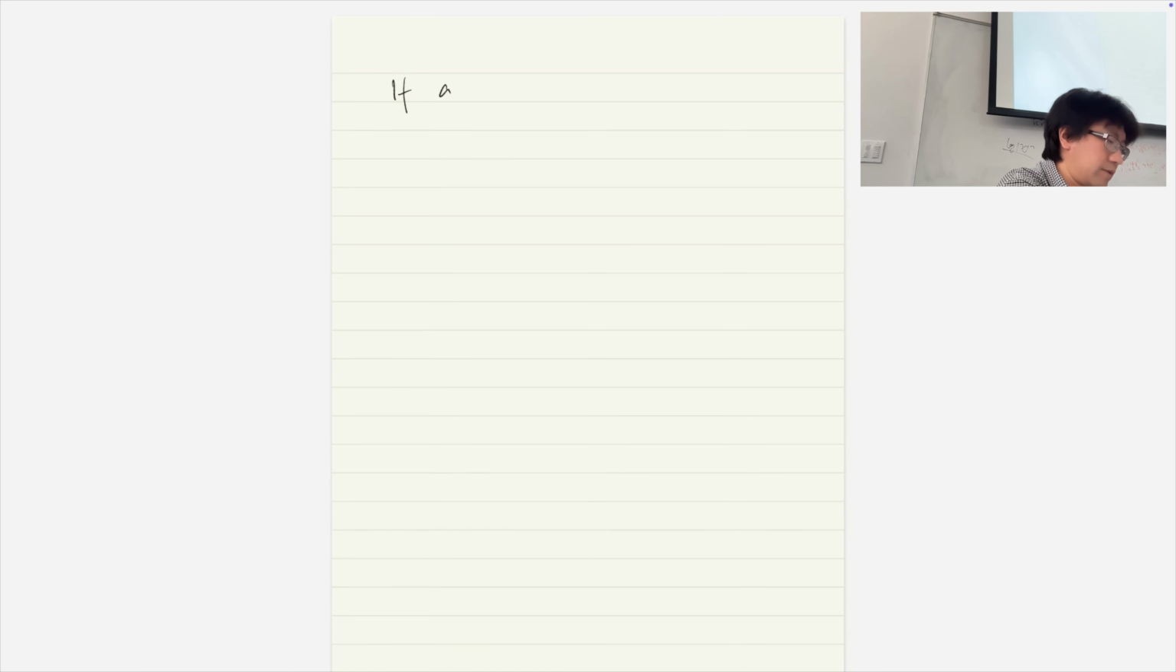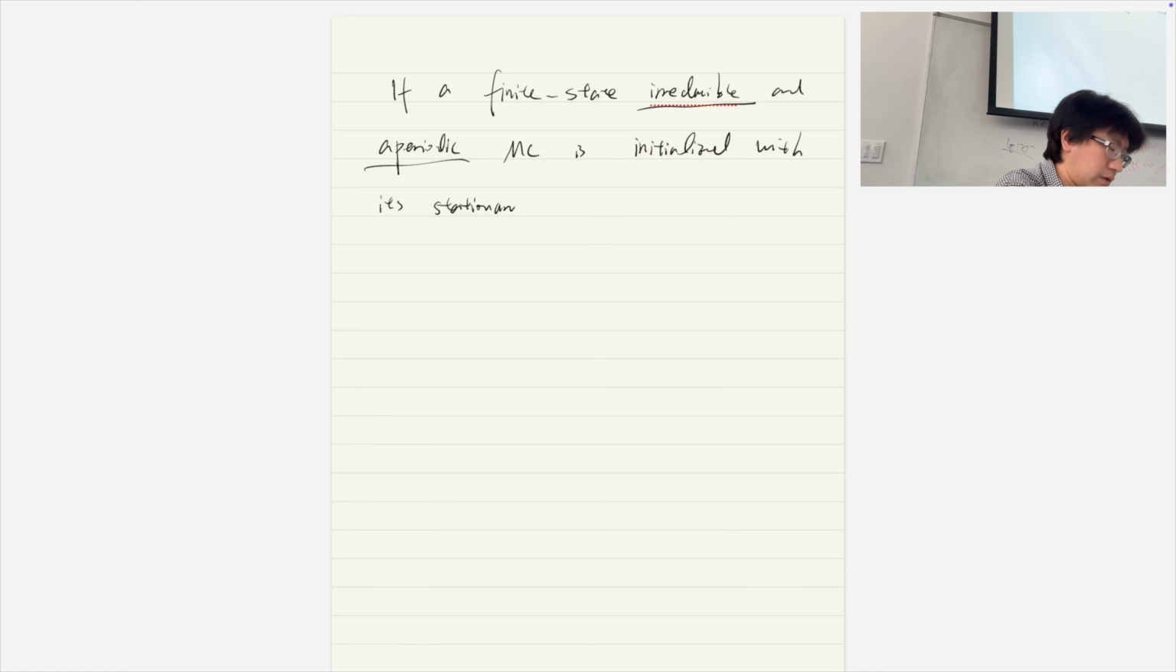So we say if a finite state irreducible and aperiodic, okay, again irreducible, aperiodic Markov chain is initialized with its stationary distribution, so this basically means that P1 equals pi, or P1(x) equals pi(x) for all x here, okay?